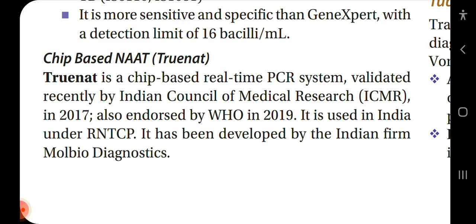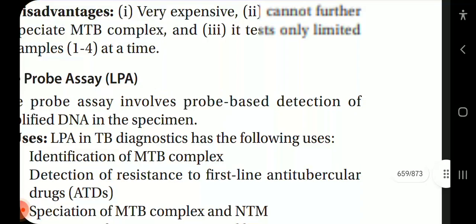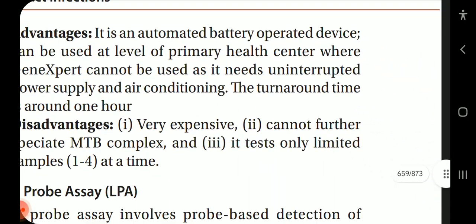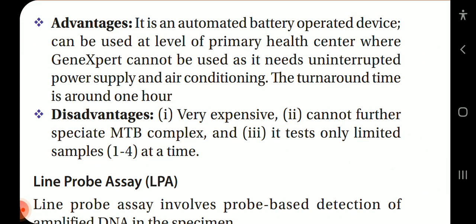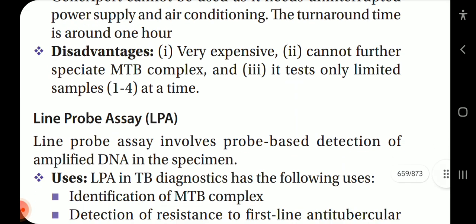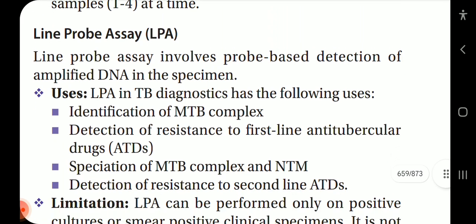It has been developed by the Indian firm Molbio Diagnostics. Now, advantages: it is an automated battery operated device, can be used at the level of primary health center where GeneXpert cannot be used as it needs uninterrupted power supply and air conditioning. The turnaround time is about 1 hour. Disadvantage is it is very expensive, cannot further speciate MTB complex and tests only limited samples, 1 to 4 at a time.